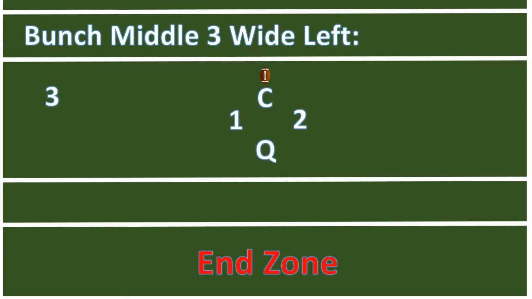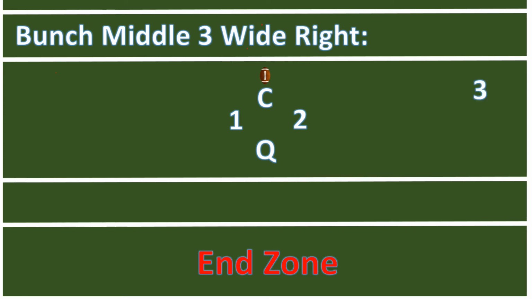And so one of the ways we also like to do this is out of our bunch formation. We like to use this one a lot. So if we were to yell out bunch middle, everybody gets in their bunch middle formation. 3 wide left, 3 wide left. Now the 3 gets wide to the left. It's really that easy. So by the time you get to bunch middle, we can also say 3 wide right, 3 wide right, giving us 2 different looks out of the same formation.